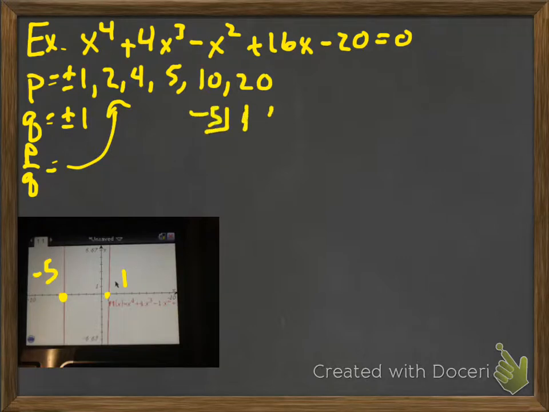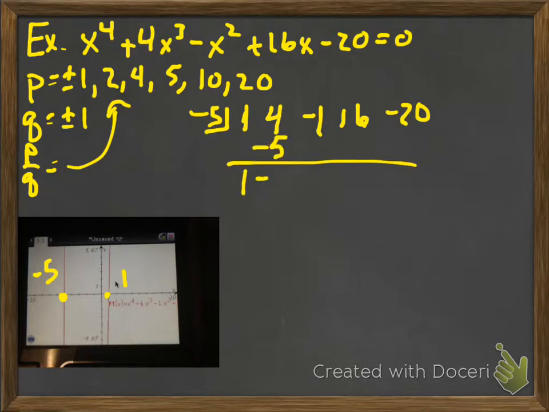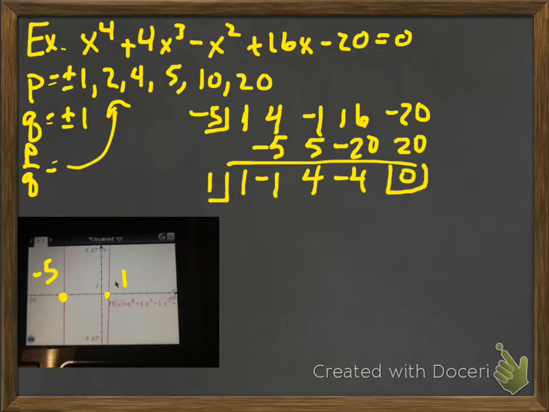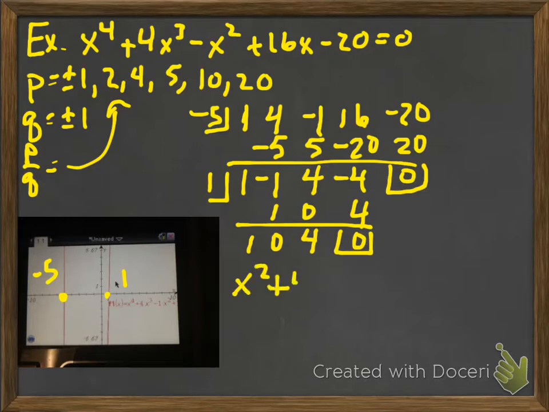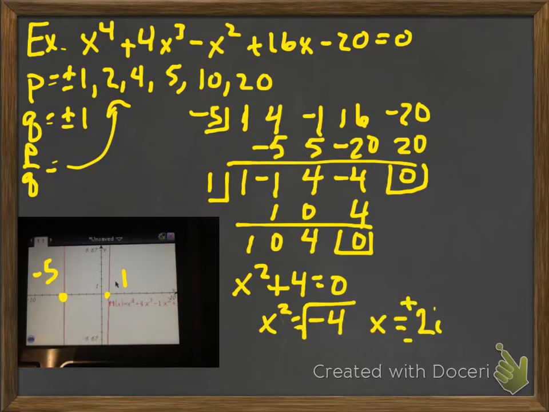So doing the synthetic division, write down my coefficients, 1, 4, -1, 16, and -20. Then go through your synthetic division, get the 0, so -5 did check out. Then do the 1, same thing. And again, we're back to x squared plus 4. That's a weird coincidence that that was the same. Subtract, take the square root, and don't forget when you take the square root of a negative number, you have i. Plus and minus 2i. So we have -5, 1, 2i, and -2i.